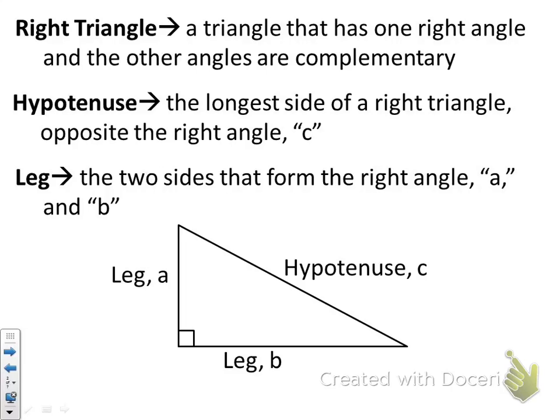So, the next slide talks about a right triangle. Right triangles are the type of triangles we can use the Pythagorean theorem on. The longest side of a right triangle is called the hypotenuse, and the other two shorter sides are called the legs. We assign the hypotenuse variable c and the two legs a and b. Okay, and you probably remember all of that.